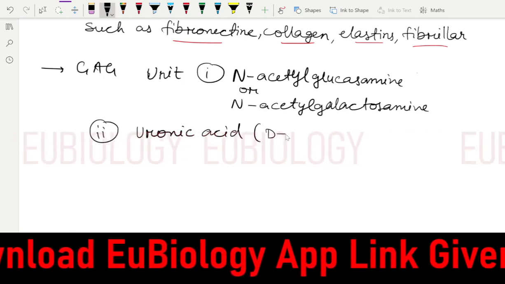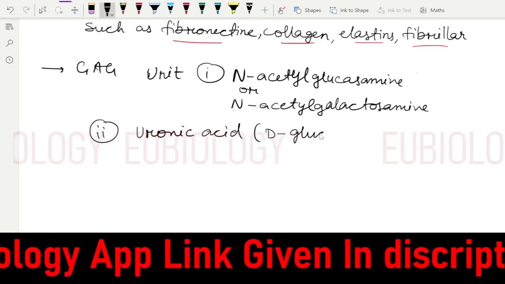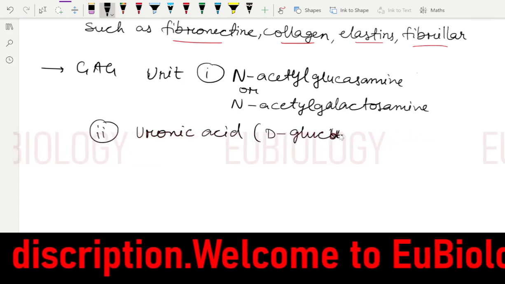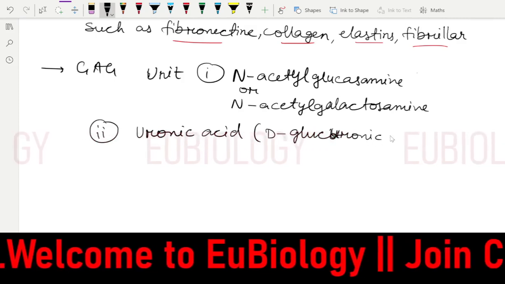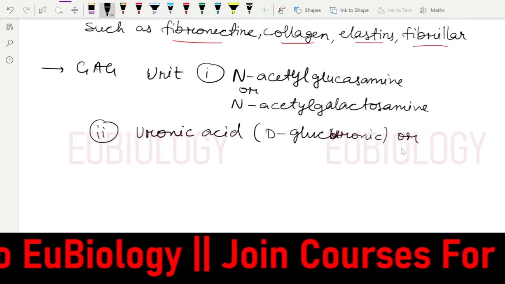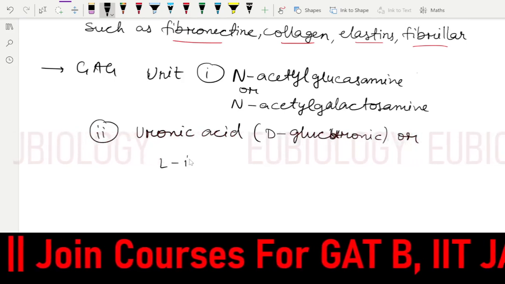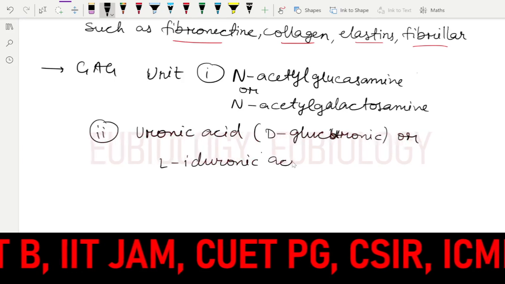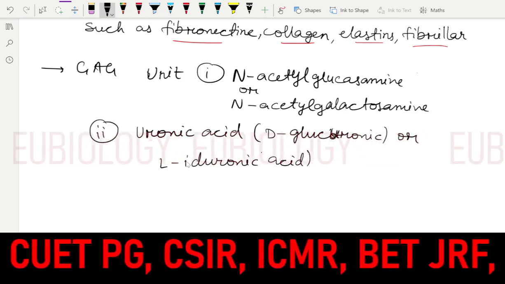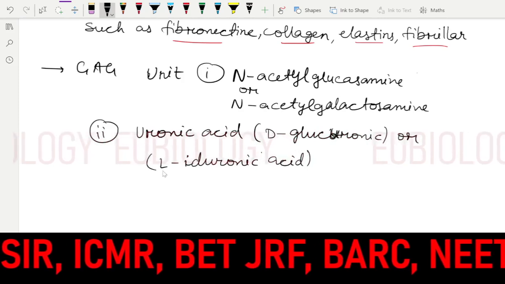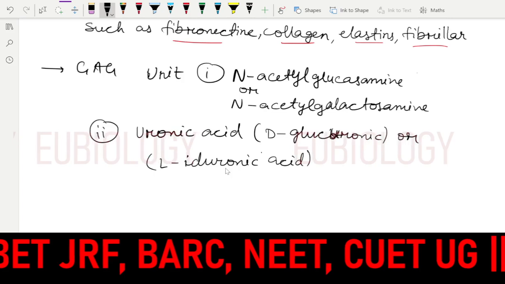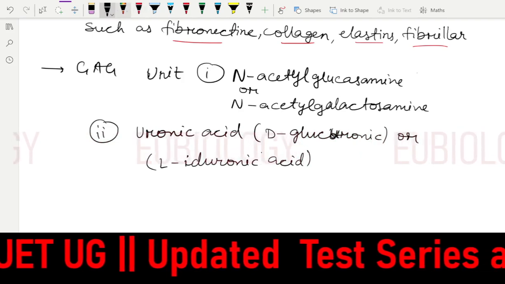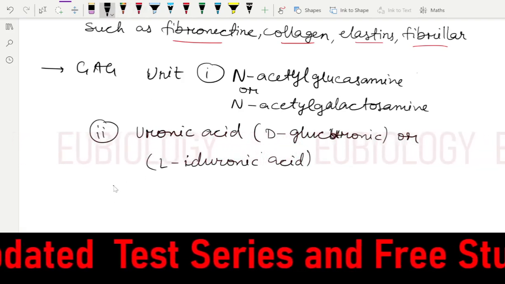and there will be two types of uronic acid. It will have either D-glucuronic acid, or it will have L-iduronic acid. Now the question is, sir, which type of bond it will have? So the bond it will have can be of different types.